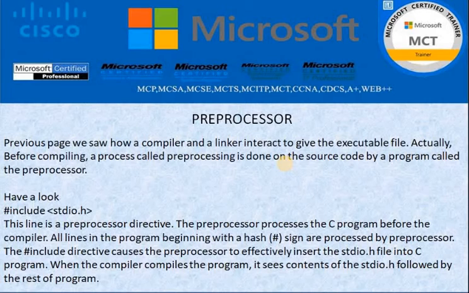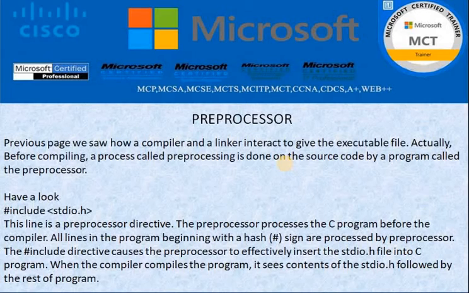Now, the #include directive causes the preprocessor to effectively insert the stdio.h file into the C program. So when the compiler compiles the program, it sees the contents of stdio.h followed by the rest of the program. That means the code you write after void main comes after stdio.h. So first, whatever is written along with stdio.h, supported by the #include, has to be pre-processed. So this is your preprocessor.